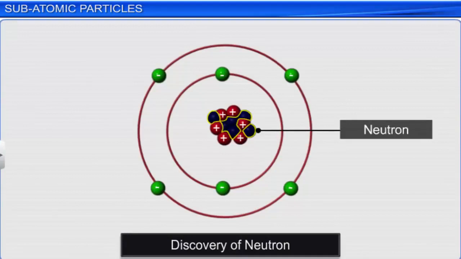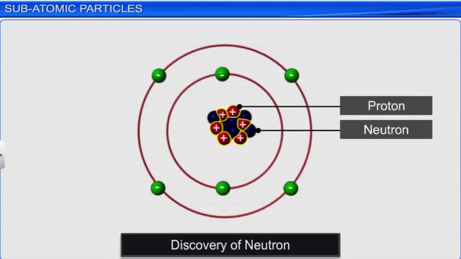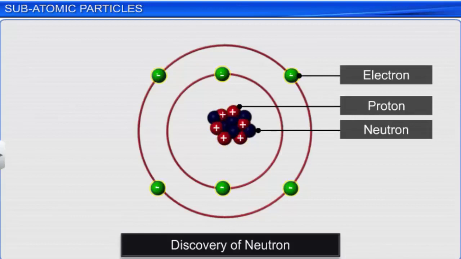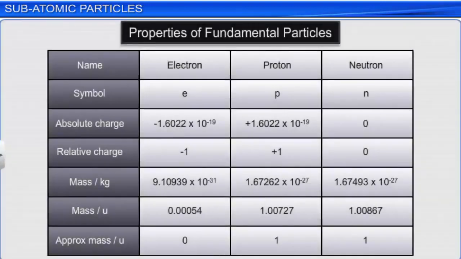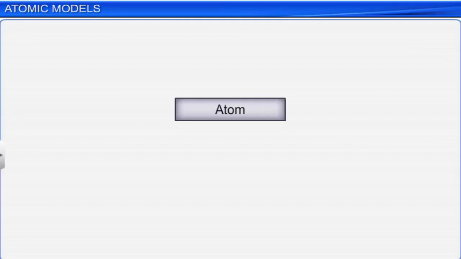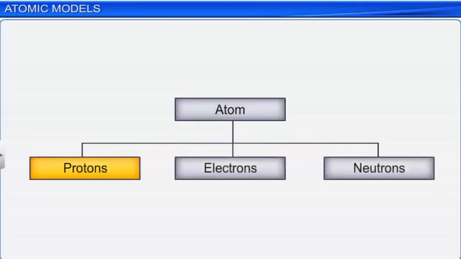After all the subatomic particles were discovered, it was concluded that an atom is made up of protons, or positively charged particles, electrons, or negatively charged particles, and neutrons, that are neutral particles. The table here summarizes the properties of these fundamental particles. Through various experiments, it was established that an atom consists of subatomic particles such as protons, electrons, and neutrons.